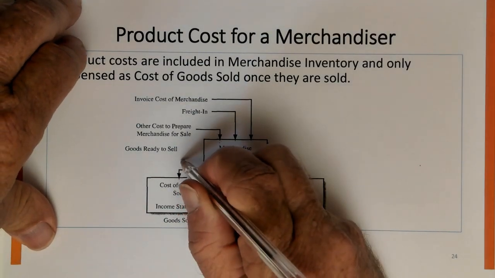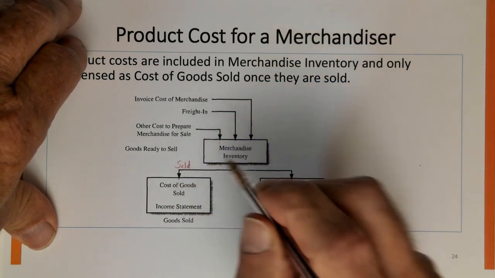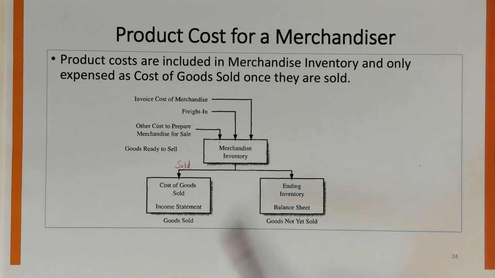Once the product is sold, we take it out of inventory and we transfer the cost to cost of goods sold, which appears on the income statement as an expense. So once the product is sold, it becomes part of cost of goods sold. It's taken out of inventory. For the product that remains unsold at the end of the period, it is left in the inventory. It becomes part of our ending merchandise inventory, and it would appear on the balance sheet. So goods that are not sold would appear on the balance sheet in merchandise inventory.